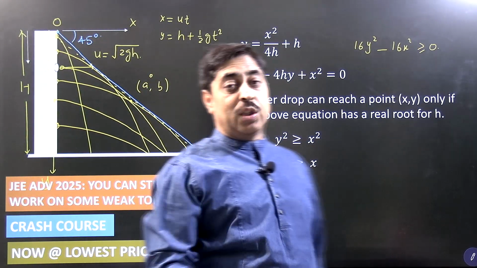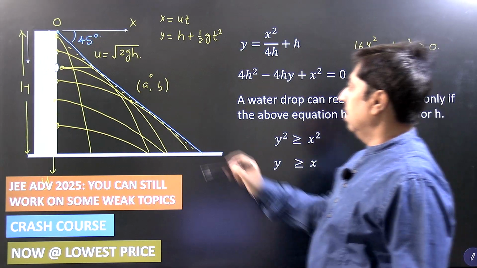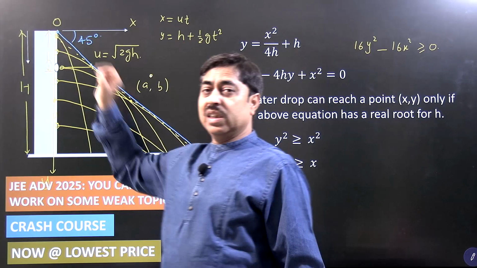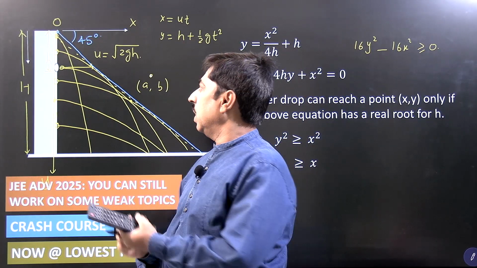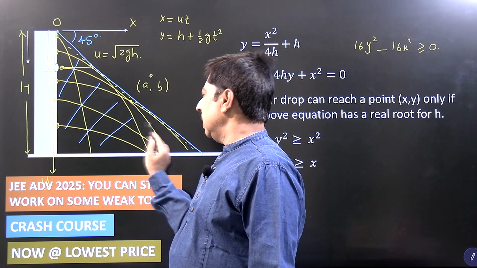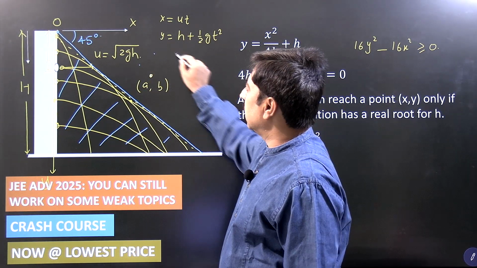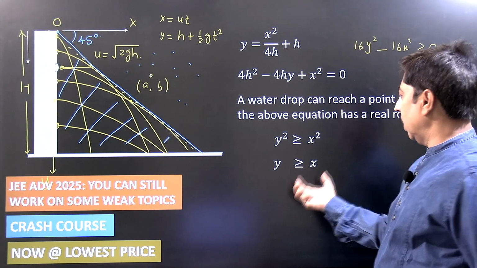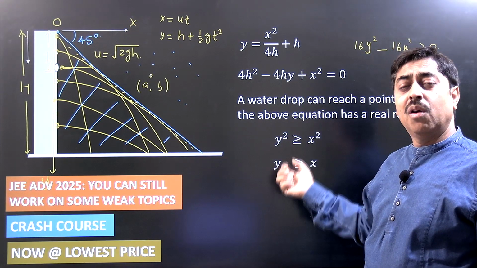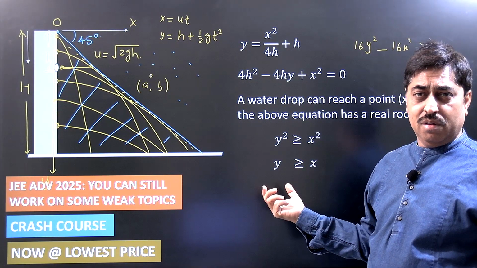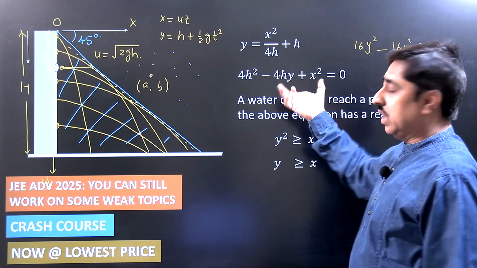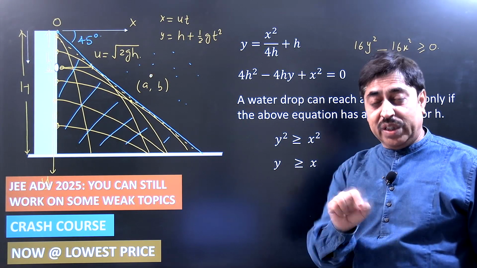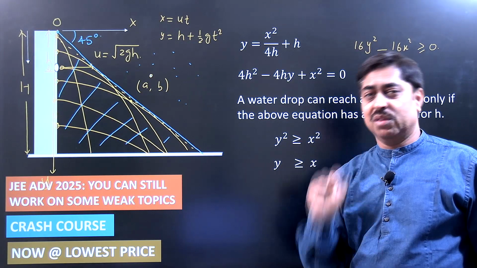Y should be greater than x means we cannot have a point like this, where x is greater than y. On this blue line, x is equal to y. So, at all these points y is greater than x, and all these points have coordinates having x greater than y. So, what we actually want is y should be greater than or equal to x, if you want this equation to give you a real value of h for which a water drop is passing through a point x comma y.